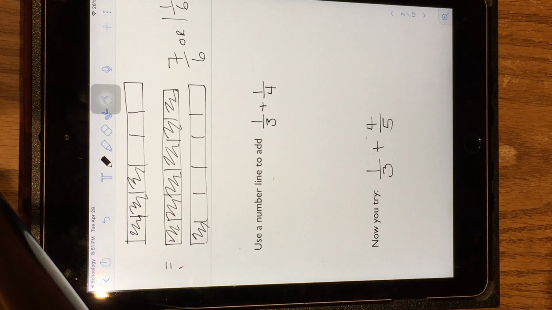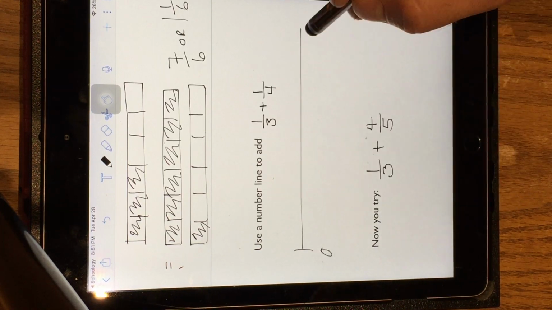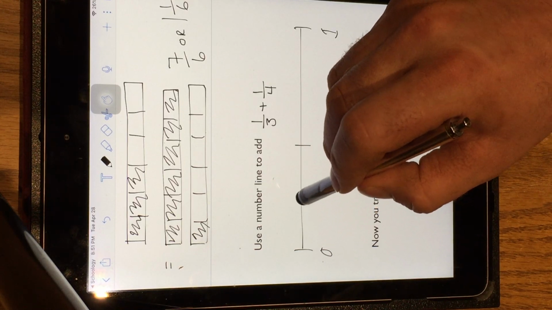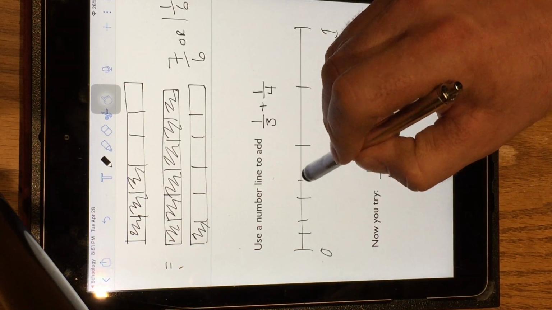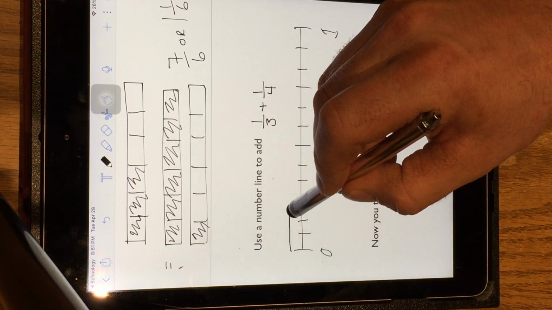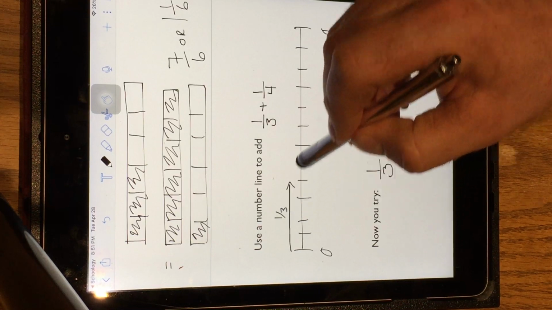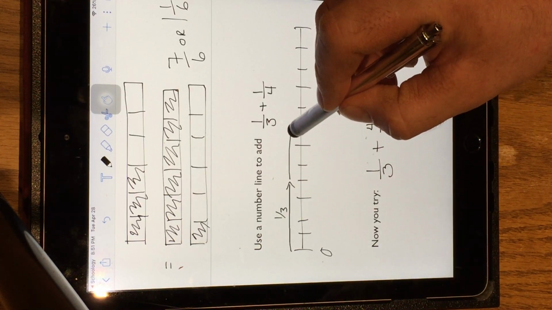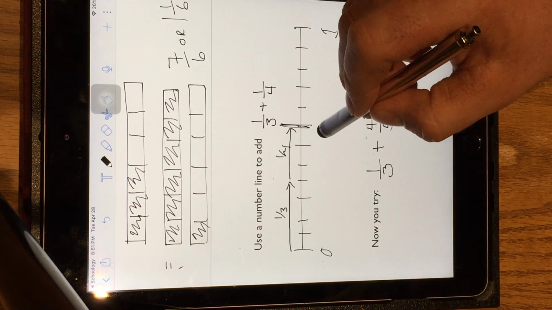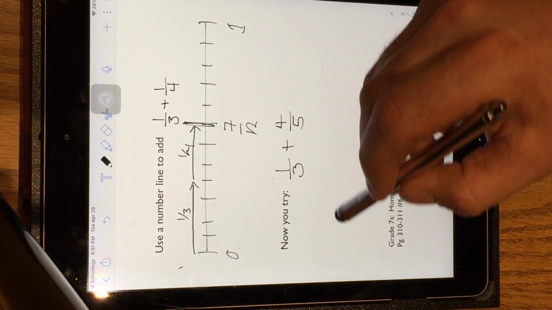Okay, number lines are the same thing. We're going to divide our number line into that common denominator. So 1/3 plus 1/4. Here's my number line. Here's 0. Here's 1 whole. I'm going to divide this into 12 sections. Okay, so my first arrow is going to go 1/3. So that's 4/12. So 1, 2, 3, 4. This is 1/3. Plus 1/4 is another 3/12. And we end up at 7/12.